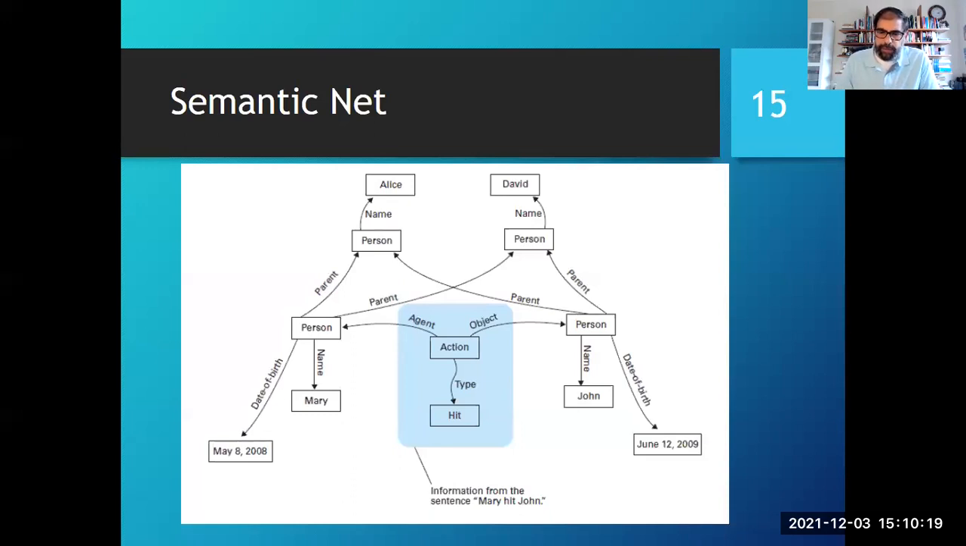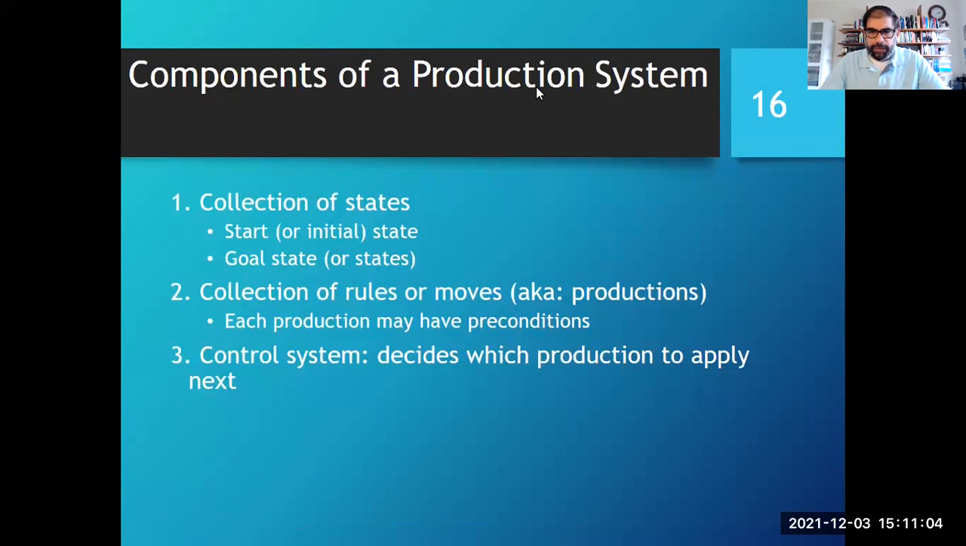And then there are other links that the computer has made, maybe from its past analysis of other sentences. For example, Alice is the parent of Mary, and David is also the parent of John, and both of them have their own date of birth, right? Mary was born on 8th May, and John was born on 12th June. As it encounters new sentences, the computer will keep on building this semantic net until it can understand the whole situation.